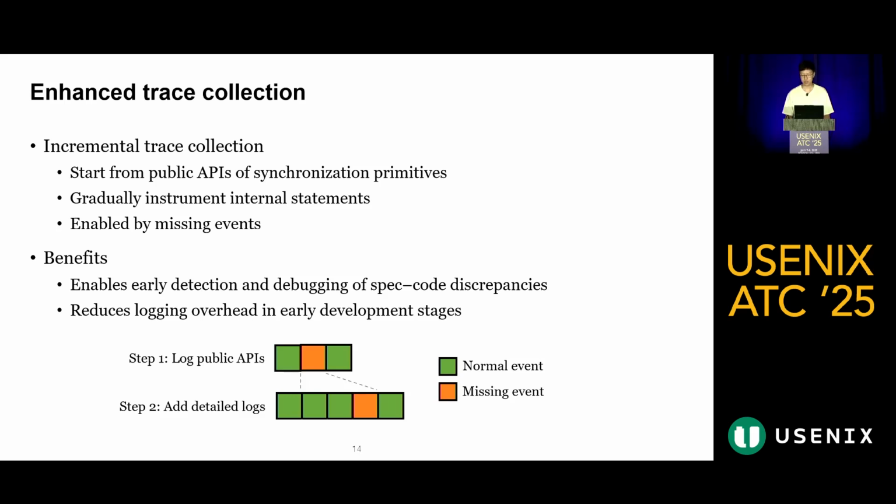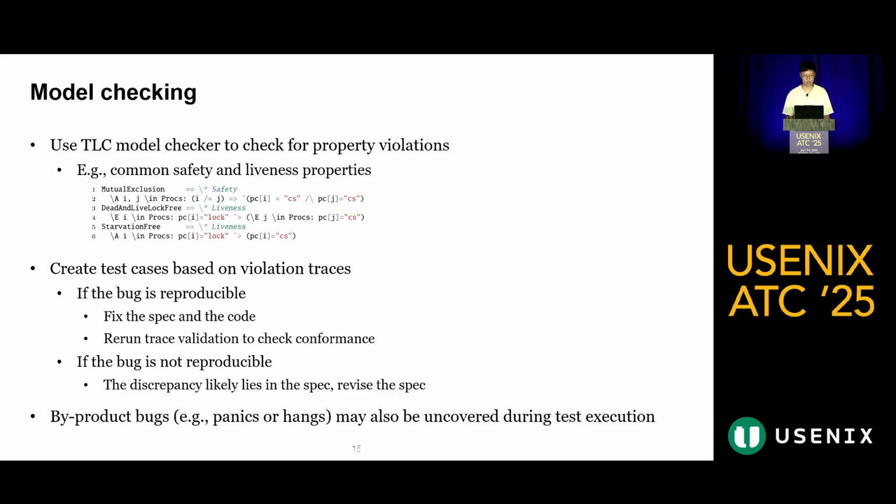When collecting traces, we avoid logging everything from the beginning. Instead, we adopt an incremental logging strategy. We start with logging coarse-grained events like API calls and gradually add more internal action logging as needed. Thanks to the missing event technique, validation works even when logs are incomplete. This allows us to detect discrepancies early and reduce logging effort during the development process.